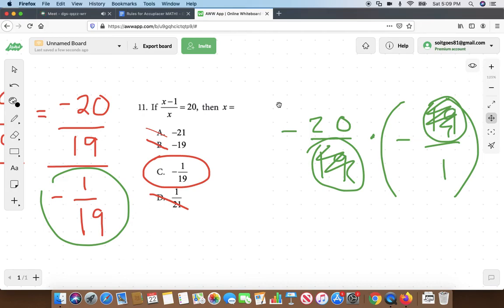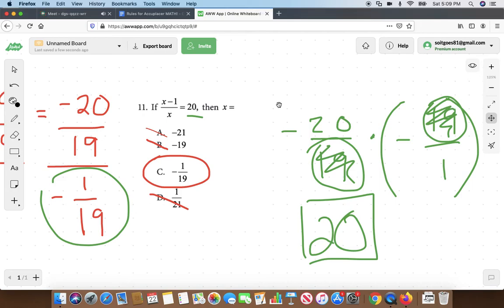Negative 20. It's negative 20. Well, negative 20 times negative 1.20 is positive 20, which is what that equation does equal. It's the right-hand side. So 20 equals 20. That's tricky.